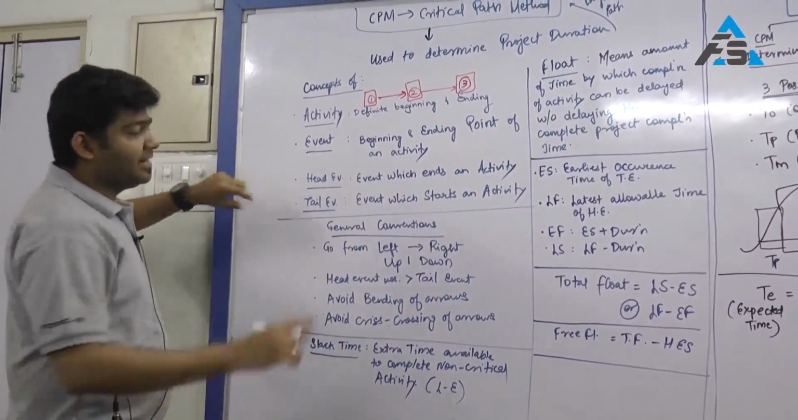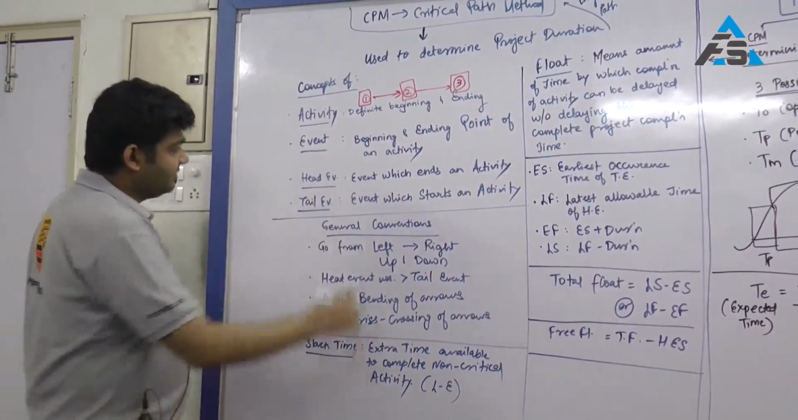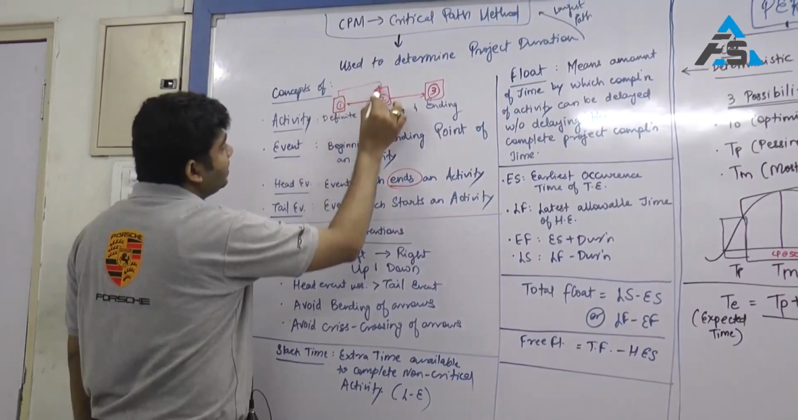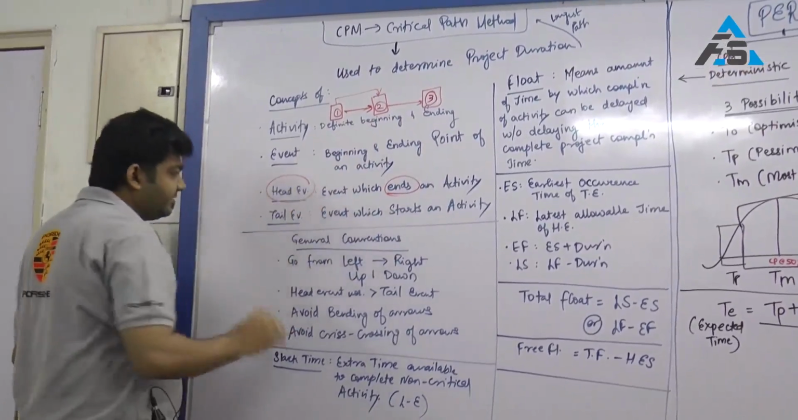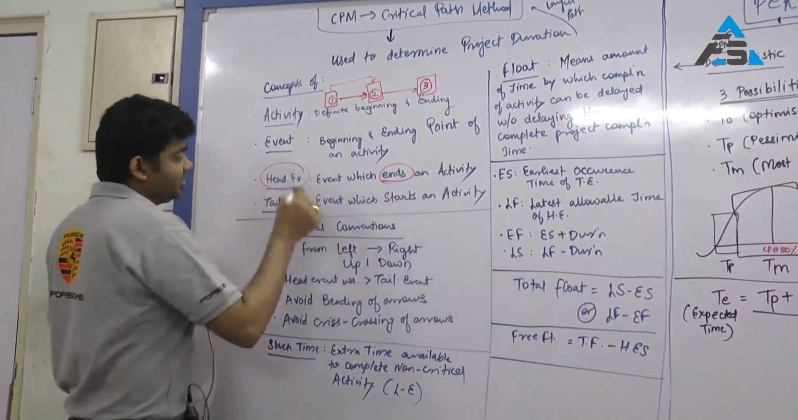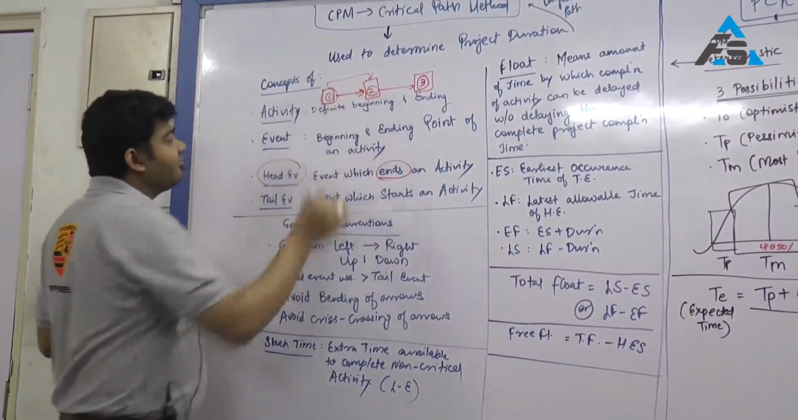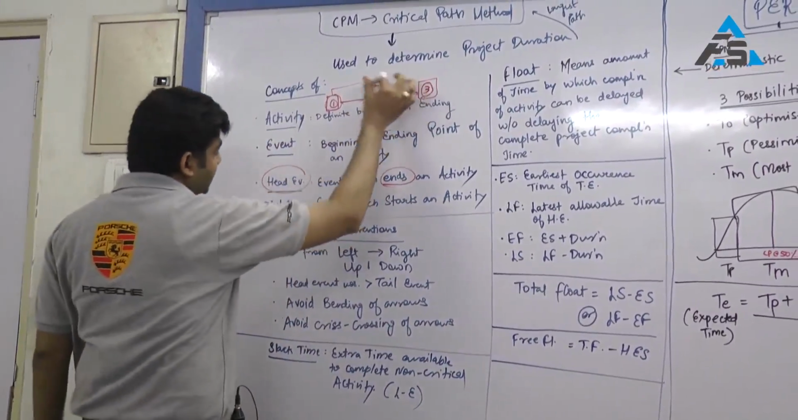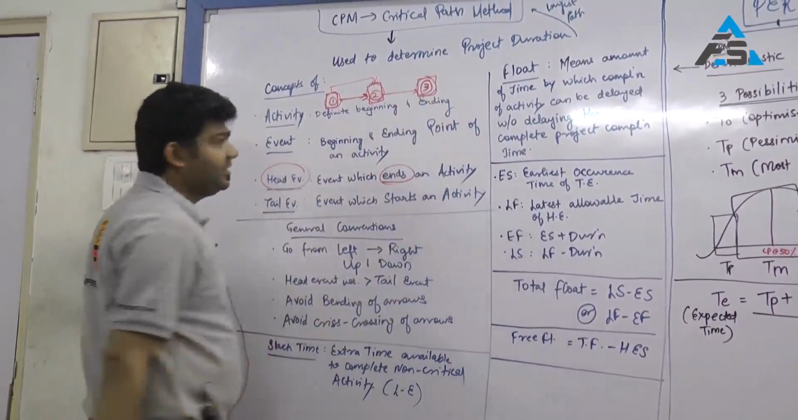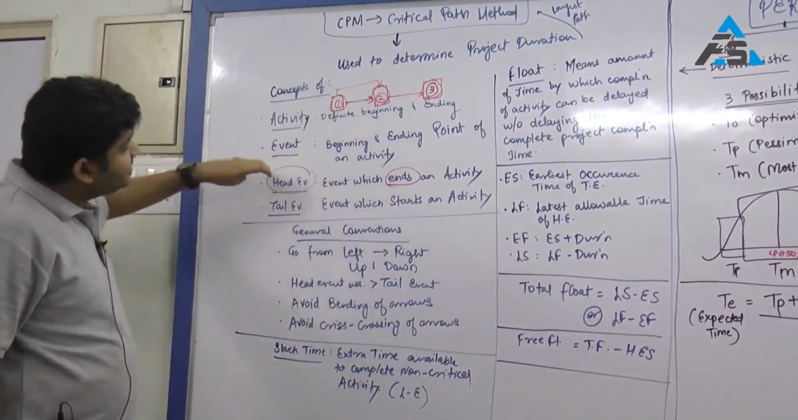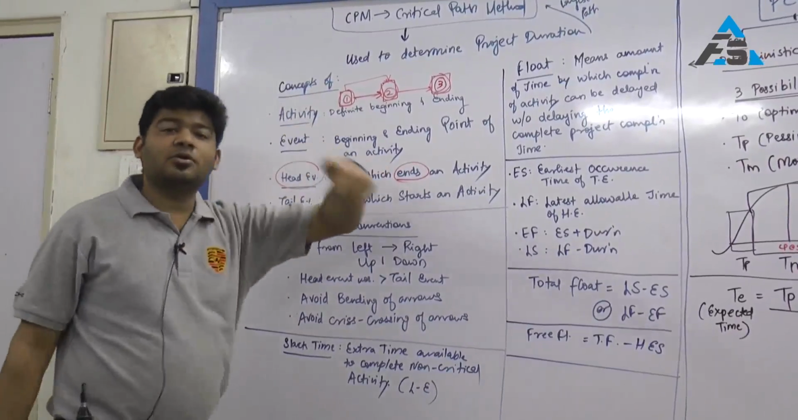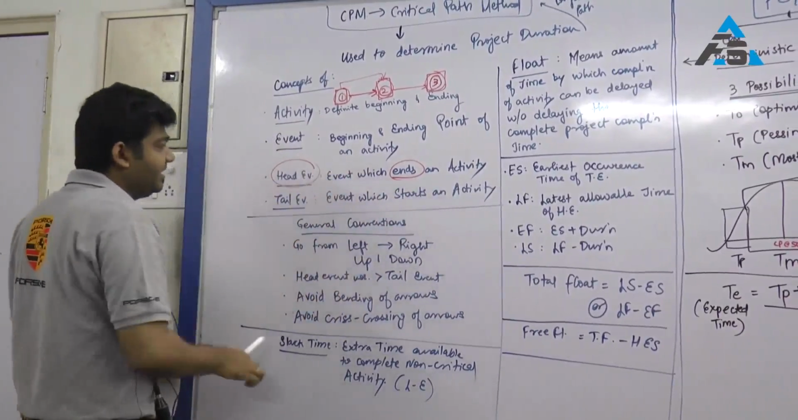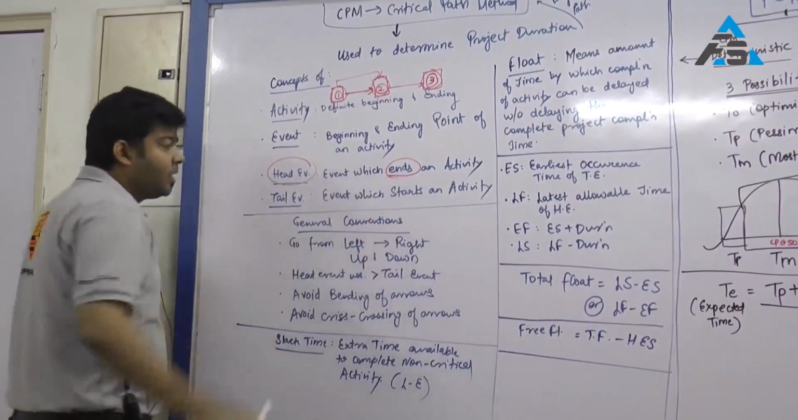Head event, tail event. Every activity will have a head event and a tail event. The event which ends an activity: there is an activity 1 to 2, so this 2 will be your head event. The event which starts an activity is called your tail event. So in 1 to 2, 1 is your tail event. In 2 to 3, 2 is the tail event and 3 is the head event. So it is not necessary that 2 will always be a head event or always a tail event. It depends on what kind of activity it is involved in. If it is the end of an activity, it will be a head event. If it is the start of an activity, it will be a tail event.